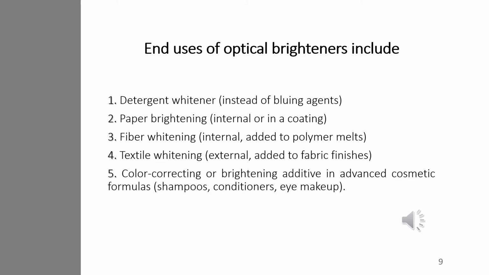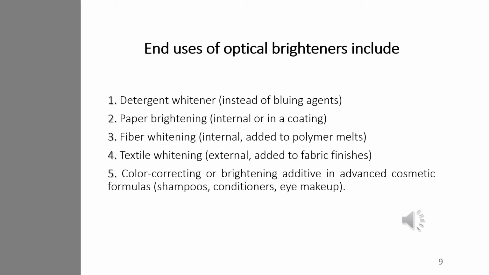The uses of optical brighteners include: number 1, detergent brightener instead of bluing agent. So the optical brightening agents are used as a detergent whitener. Optical brightening agents have replaced the bluing agents. Bluing was an ancient technique which was used to dye the fabric. So the optical brightening agents have replaced the old technique of bluing.